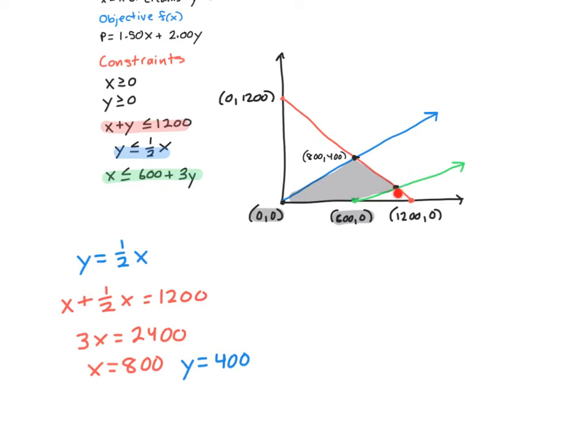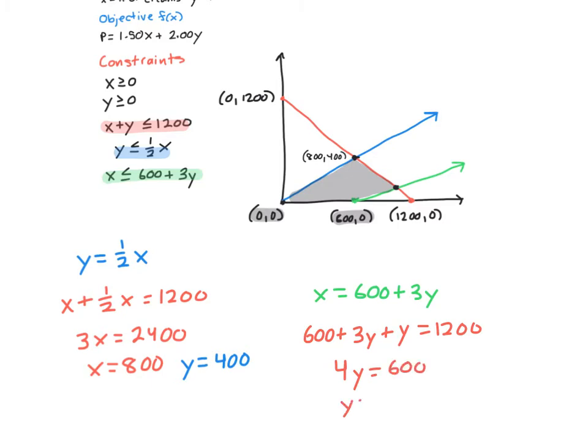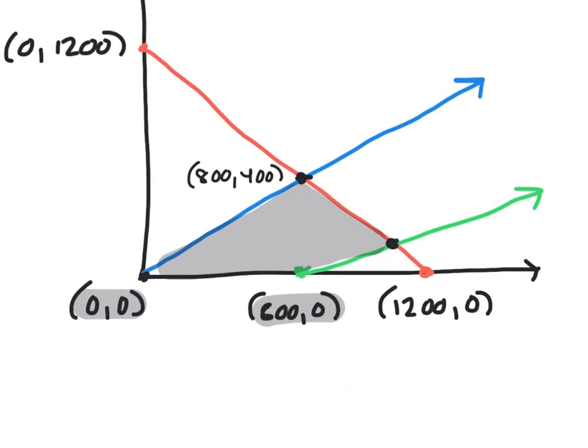So now to find this coordinate, we're going to solve the system of our red and green. So I'm going to use substitution again here. So we already know that x equals 600 plus 3y. So I'm going to substitute that into our red equation. And then we can solve. So y will equal 150. And if you substitute that back into our green equation, x will equal 1050. So that's going to be our remaining coordinate.